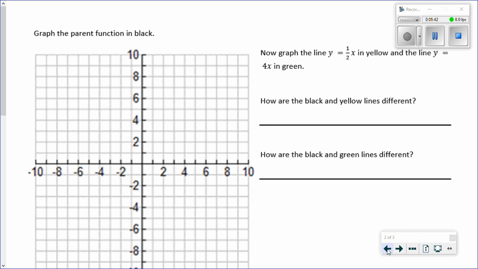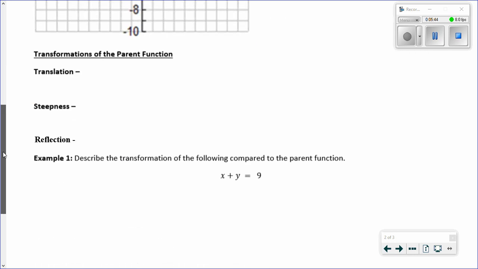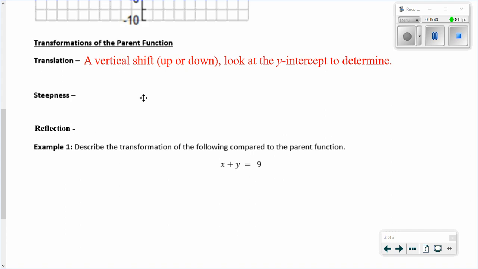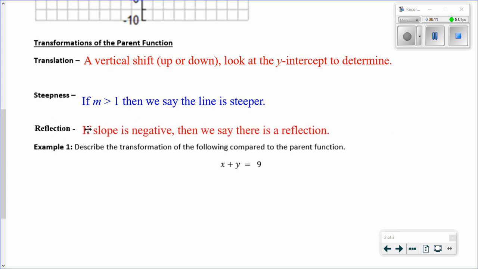Okay. There was more on this page. So translation is a vertical shift either up or down, and we look at the y-intercept to determine that. Okay? These are the different kinds of transformations we can have. We can have a translation, which is just shifting it up or down. Steepness, where if m is greater than 1, we say the line is steeper. If it's less than 1, we say it's less steep or flatter. And then reflection is if the slope is negative, we say it has a reflection.